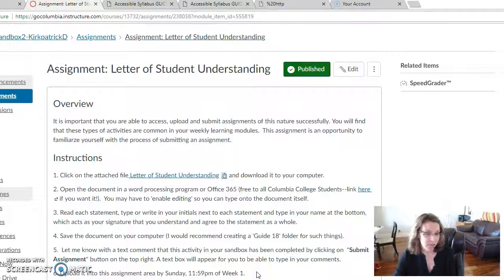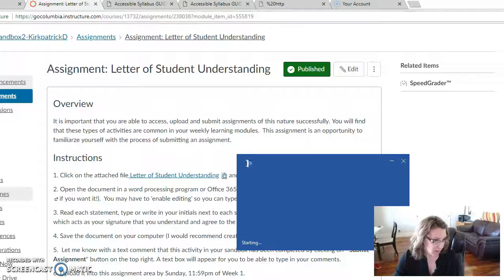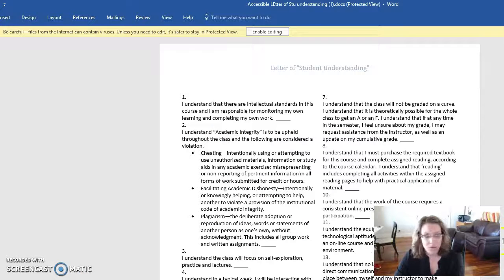And then my letter of student understanding was also inaccessible. So I did go in, and when I ran the accessibility checker, it told me that I needed to split my cells to make it accessible. So I did that.